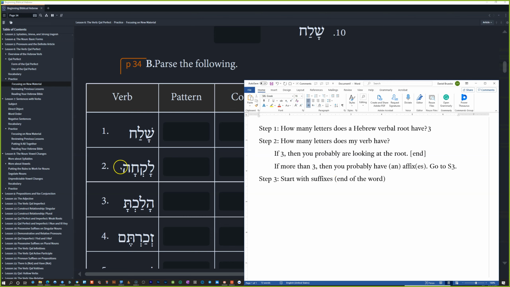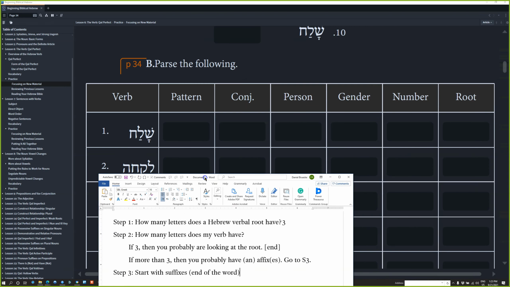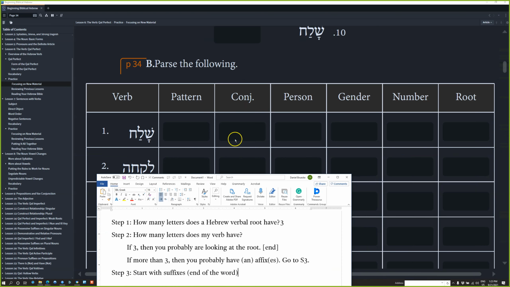All right, so let's look at number 2. How many letters does a Hebrew verbal root have? 3. How many letters does my verb have? Well, mine has 4. And you know what? Let's actually just cover up the vowels because we don't even need those right now.